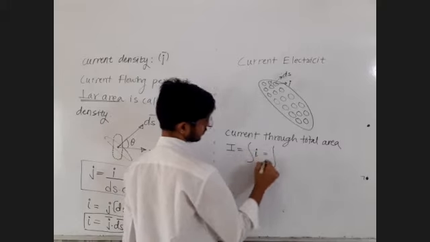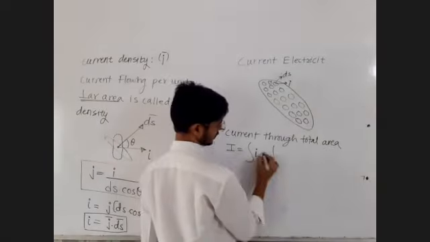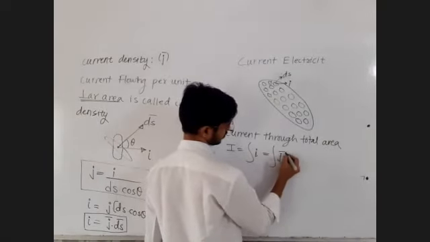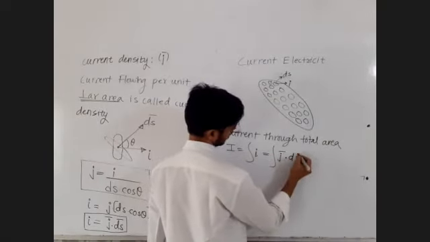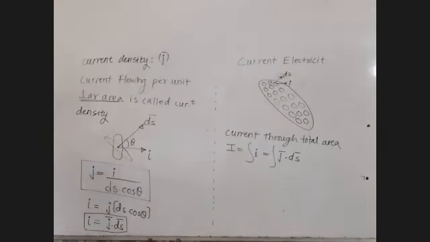What is integration of i? What is i? i is the current through small area ds. It is equal to the dot product of J bar and area vector, J bar dot ds bar. It is a dot product of J bar and ds bar. Okay, fine, no issues.